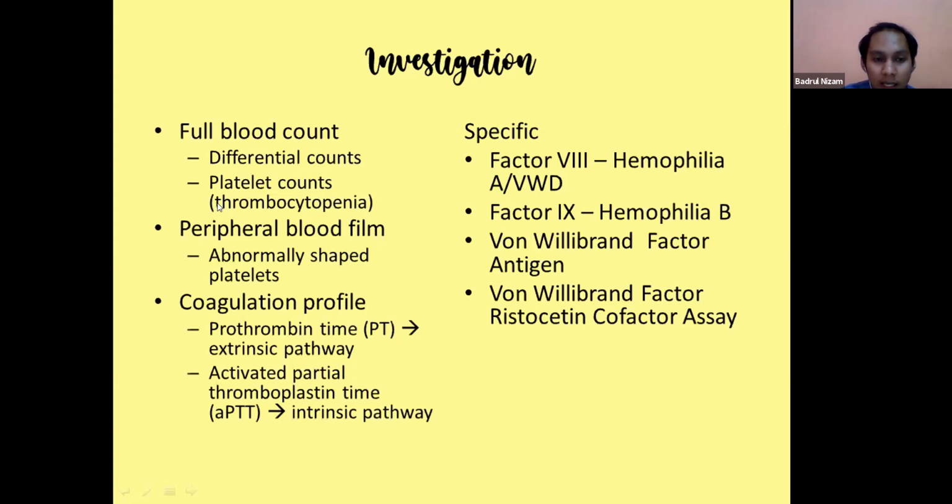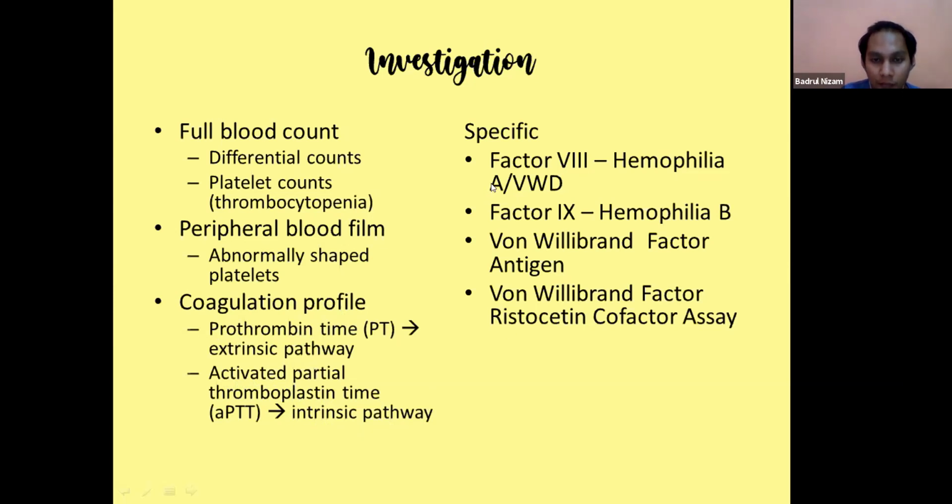So whether the platelet is reduced, thrombocytopenia, or it can be normal in certain causes such as type 2 von Willebrand disease or platelet dysfunction. We need to also look at the peripheral blood film, where it might show us abnormally shaped platelets or the presence of megakaryocytes as a compensatory mechanism by the bone marrow. And then we also need a coagulation profile where we do prothrombin time to assess the extrinsic pathway and APTT, activated partial thromboplastin time, to assess the intrinsic pathway.